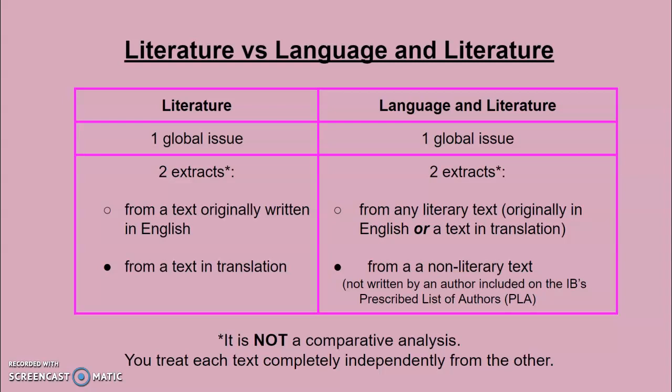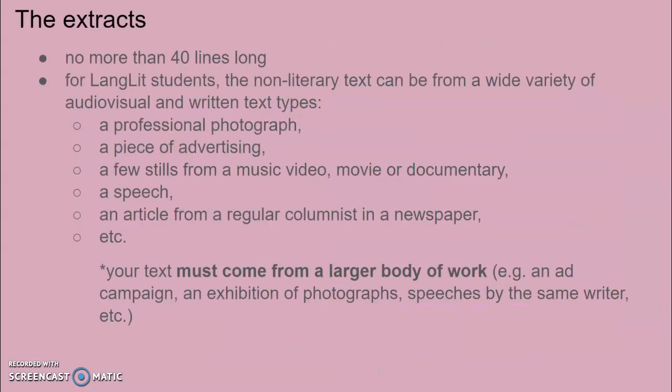It's important to note that with these two extracts, it is not a comparative analysis. You do not need to compare them at all. You treat each text completely independently, but you talk about the same global issue and how the global issue emerges from each of those texts. Finally, the extracts. Each extract is no more than 40 lines long, so poems are often really good for a literary extract because they're often short.